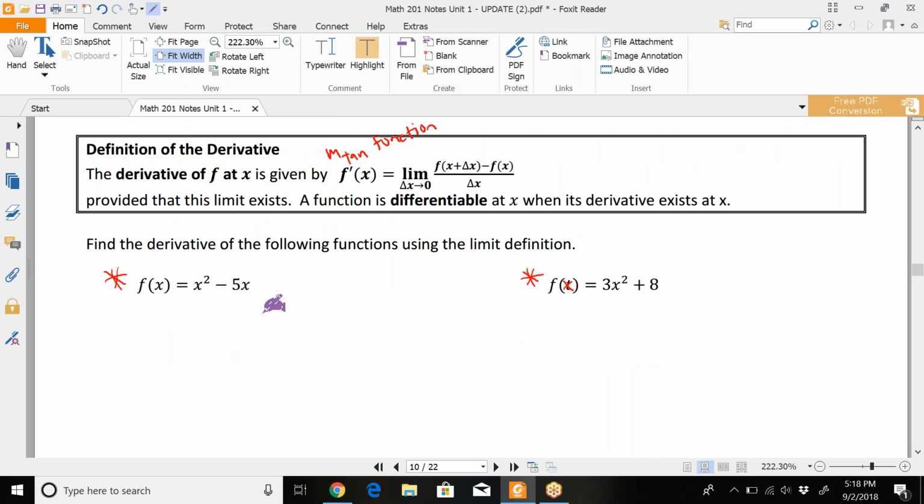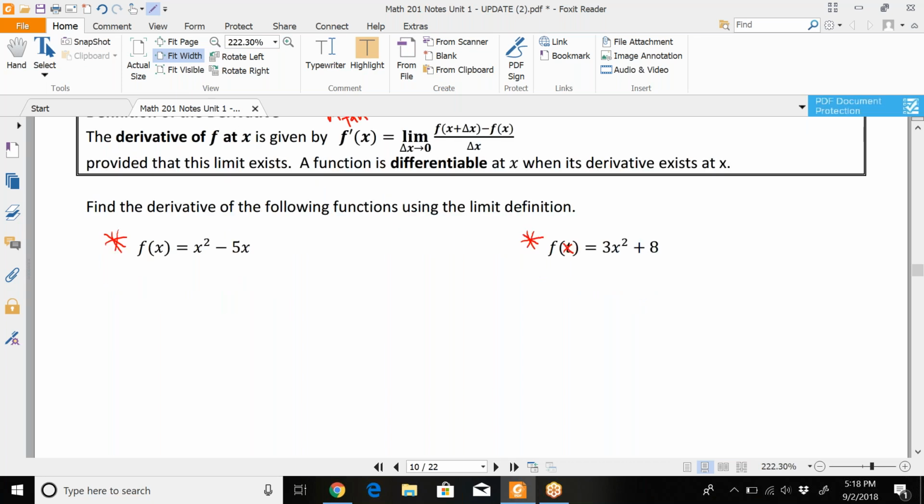So for the first ones that we're going to do together on this video, all of them are going to exist, because here on the video we're looking at polynomials. And remember, they are continuous everywhere. So let's look at this very first one.